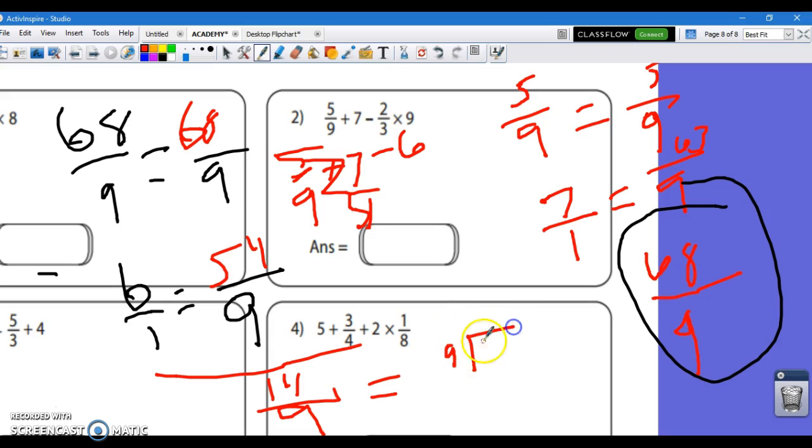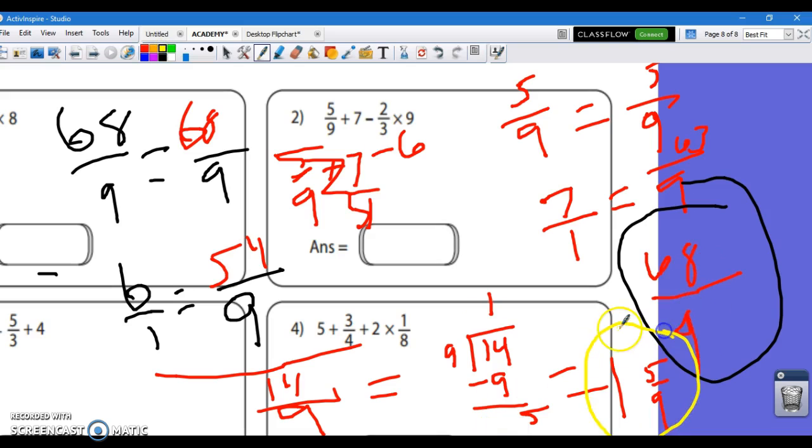9 into 14: 1, 9, 10, 11, 12, 13, 14, remainder 5. So that will equal 1 and 5 over 9. Final answer for number 2. 1 and 5 over 9. Answer for number 2. Okay, let's see, I can probably do a few more.